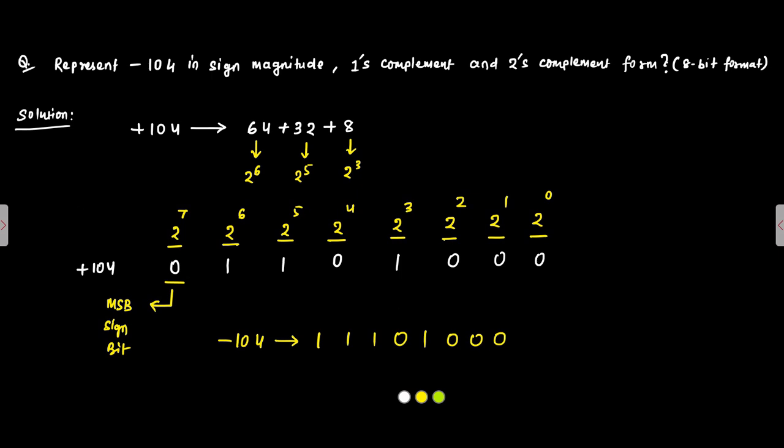So this is the first method, which is the sign magnitude method. This is minus 104 in sign magnitude form: 1 1 1 0 1 0 0 0. Next is the 1s complement method.